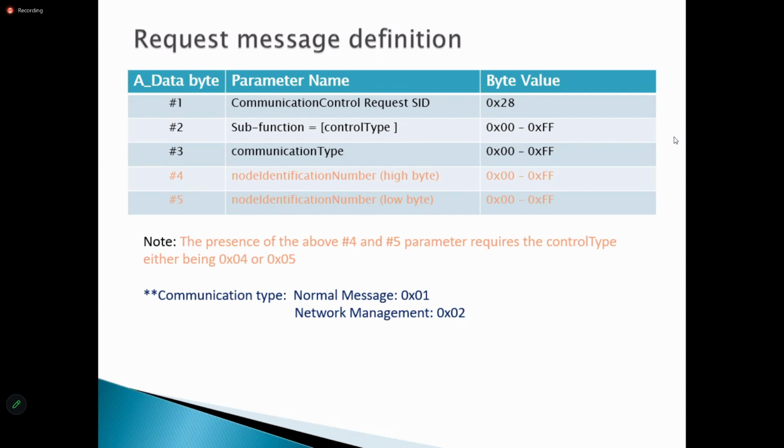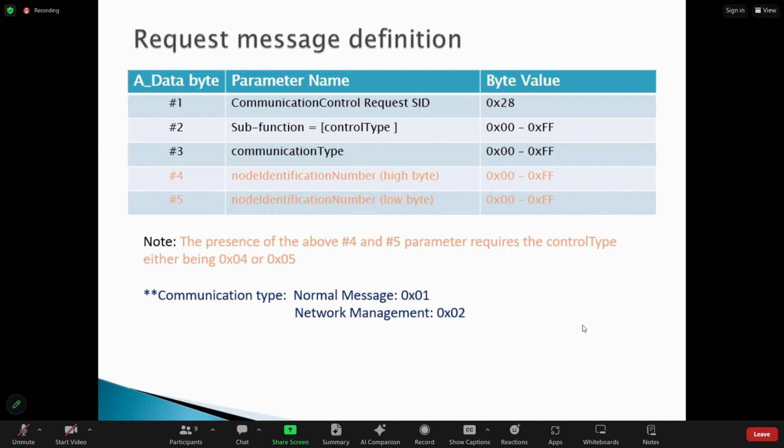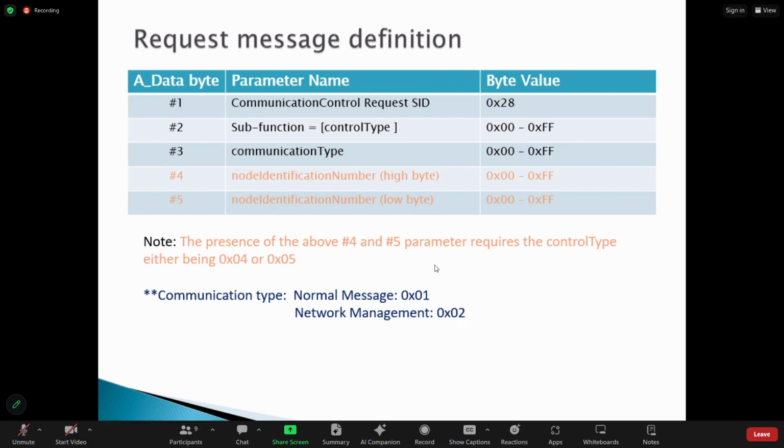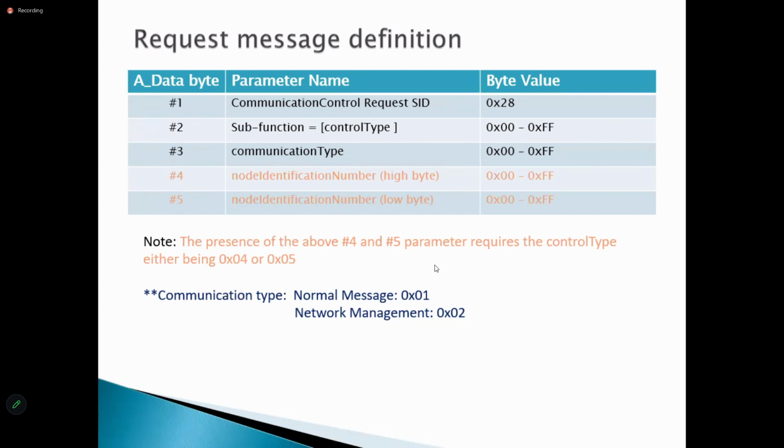Yes, sir. So if the communication type is 03, then both messages will be enabled and disabled: the normal messages as well as the network management messages. Both will be enabled and disabled. Is it clear? Sir, at a time both are enabled? 03, yes, at that time both can be enabled or disabled.